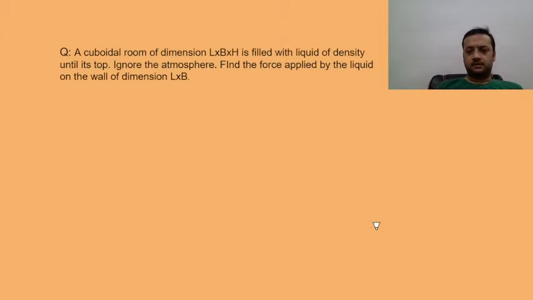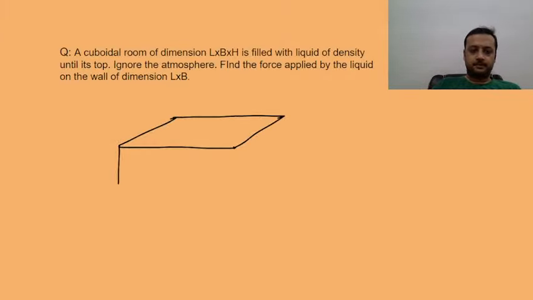Okay. So again, I'm sure if you have prepared for JEE Mains or Advanced, you would have definitely seen this question and you would have definitely done this question. The question says that there's a cuboidal room of dimension L into B into H. So suppose this is the cuboidal room and it is filled till top. So this is the kind of room we're talking about, and it is filled up till its top. So this is the scenario.